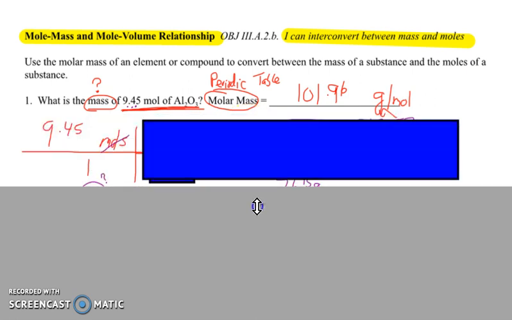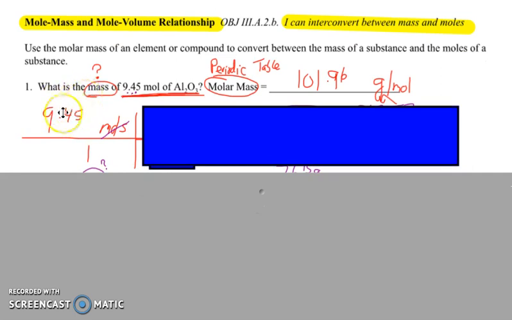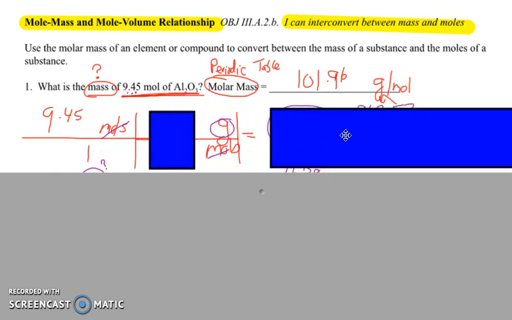So now we're going to set up our problem. So take what you're given, put it over 1. So we know that we have 9.45 moles, and put it over 1 just to make an improper fraction. And the next question we ask ourselves is, okay, how do I get rid of moles? So everybody, where must moles go in the next fraction? It goes in the denominator in the bottom, right? And then we're going to go to grams. So this is your setup.